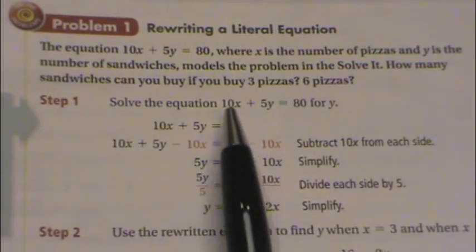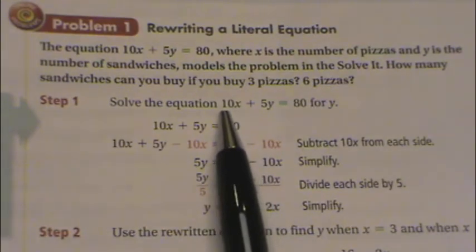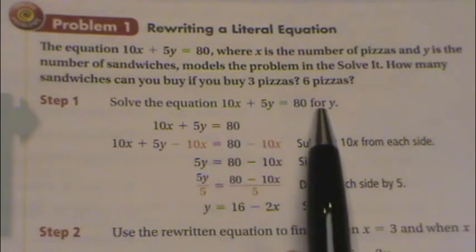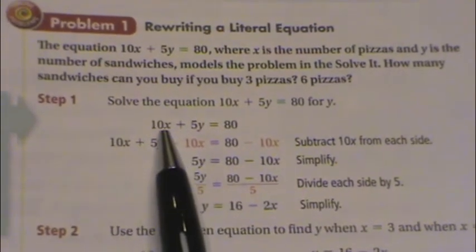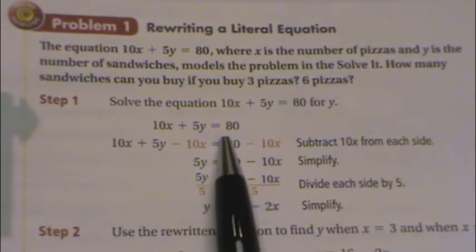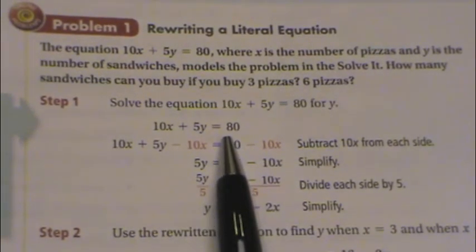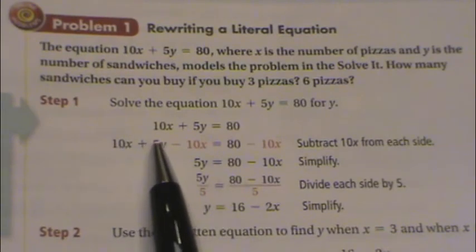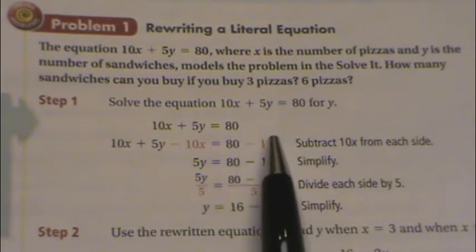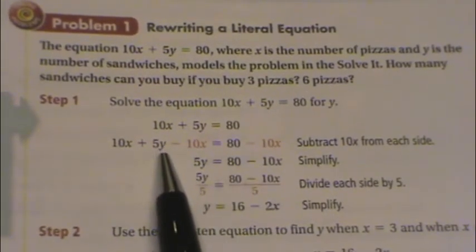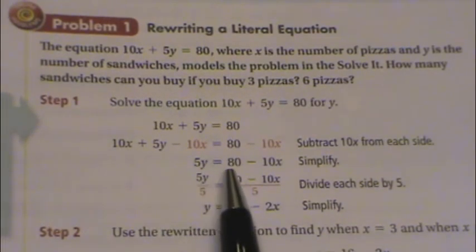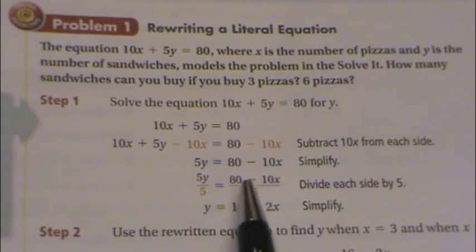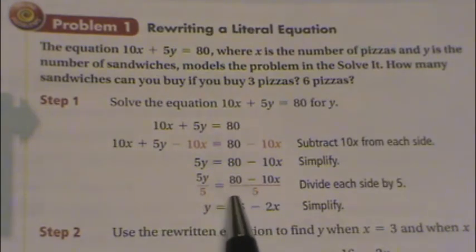The first step that they want you to do is simplify this equation by solving it for y. So if 10x plus 5y equals 80, first thing you can do is get 10x on the other side of the equal sign. Isolate the y term. So 5y is going to equal 80 minus 10x. Then divide each side by 5. You've isolated y. Y is equal to 16 minus 2x.